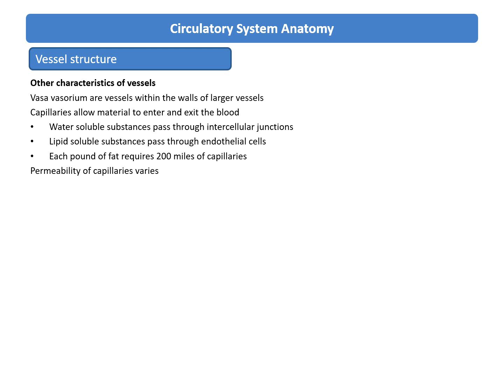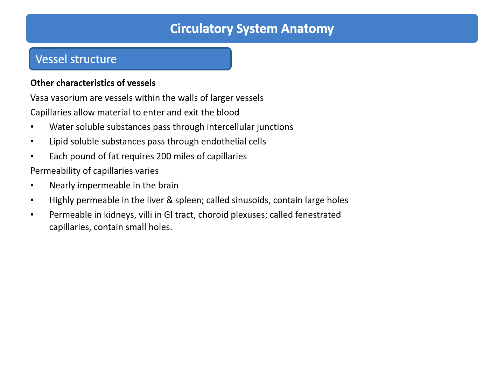Permeability of capillaries varies. It's nearly impermeable in the brain. It's highly permeable in the liver and spleen. In fact, they're called sinusoids because they contain large holes, so a lot of material can enter and exit the blood. It's moderately permeable in the kidneys or in the villi of the GI tract.